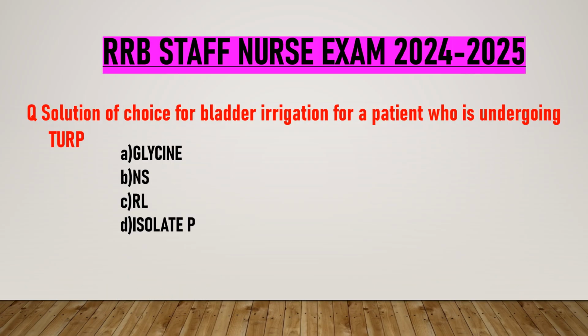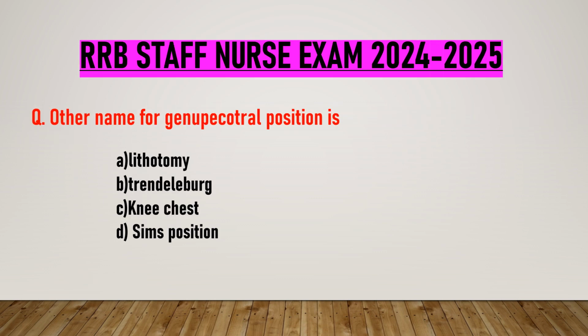Solution of choice for bladder irrigation for a patient who is undergoing TURP, transurethral resection of prostate. Options are glycine, normal saline, ringer lactate, isolyte P. So the answer is option A, glycine.